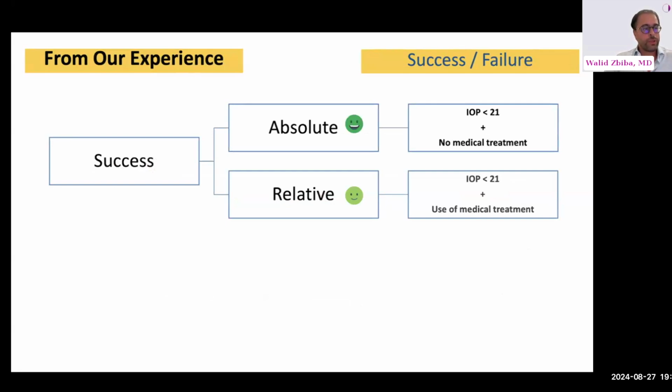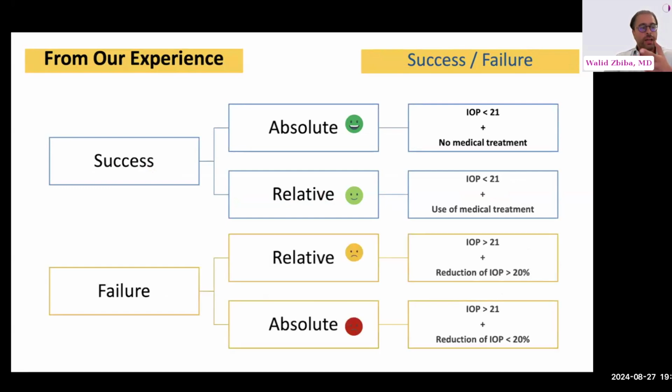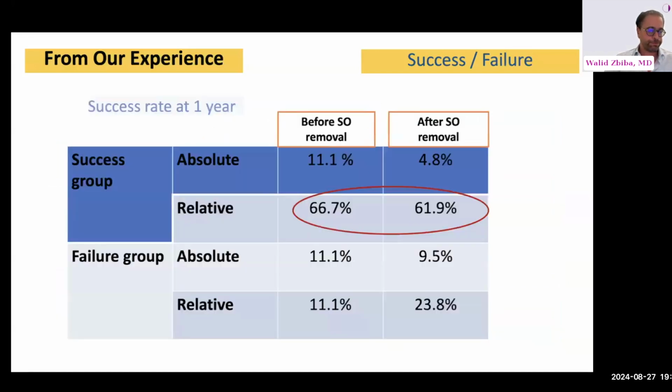So we defined our success when IOP is under 21. It is absolute if we need no treatment. It's relative when we use treatment. And we define the failure when IOP is more than 21 millimeters of mercury. It's relative when the reduction was more than 20% of IOP, and absolute when the reduction is less than 20%.